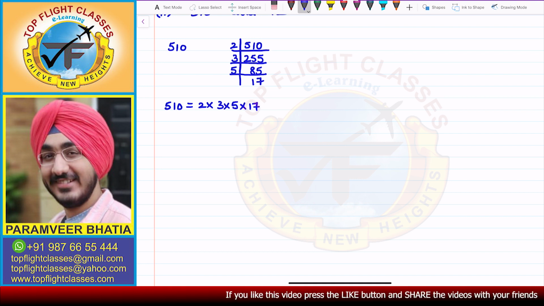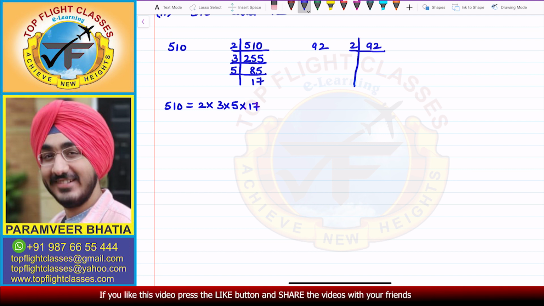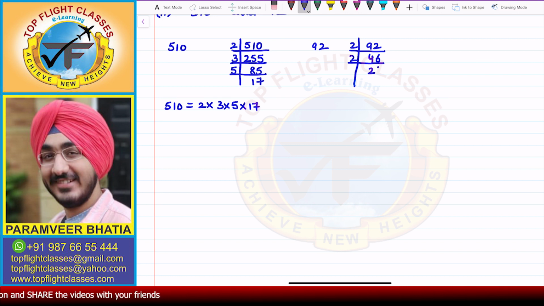Then the next number, our second number, is 92. So 92 is clearly divisible by 2. Here 4, 2 6. Then again 46 is divisible by 2. So here we have 2 and 23. Now 23 is a prime number. So the prime factorization of 92 will be 2 square into 23.